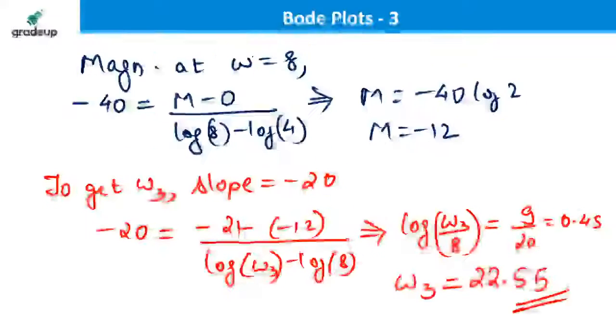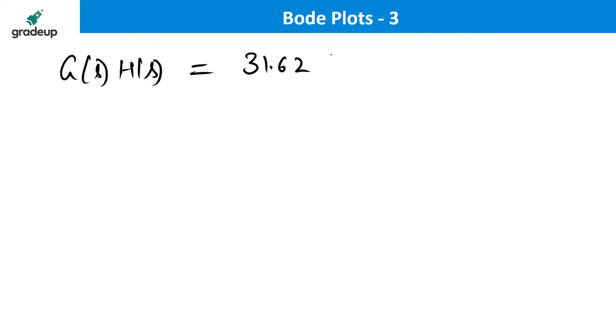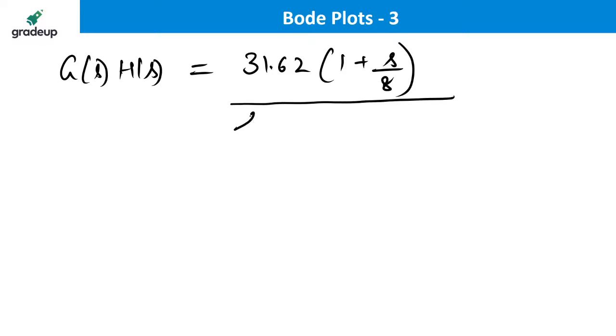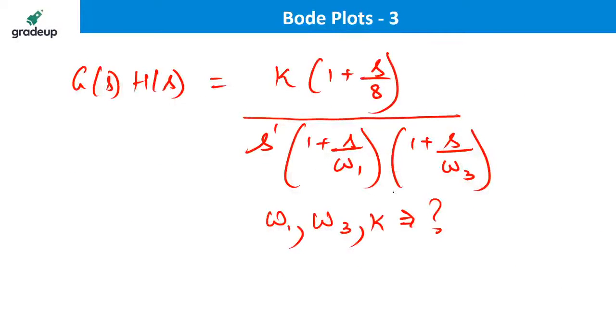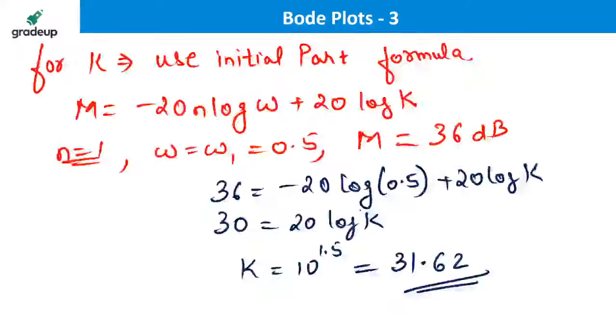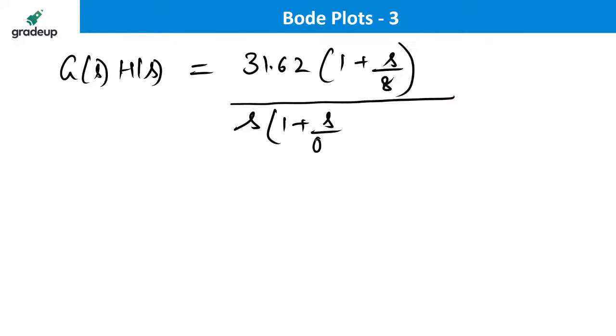GSHS equal to K, that is K was how much? 31.62. (1 plus S by 8) divided by S raised to the power 1 into (1 plus S by omega 1) and then (1 plus S by omega 3). Omega 1 is 0.5. S by omega 3, 22.55.